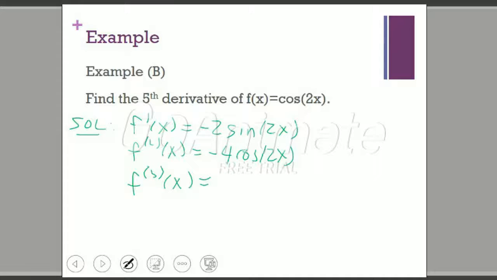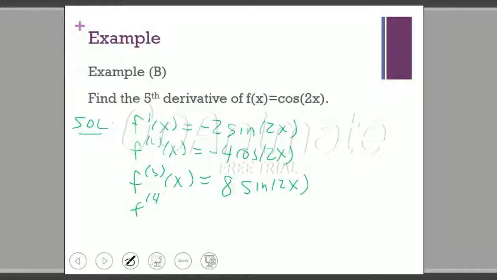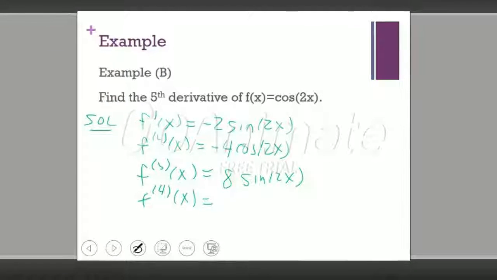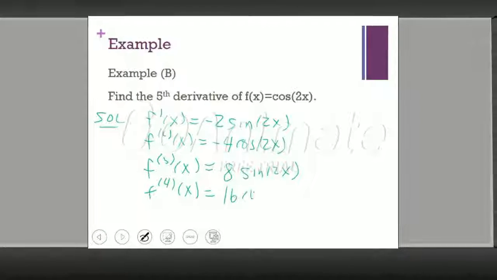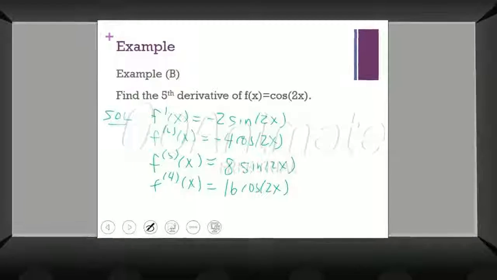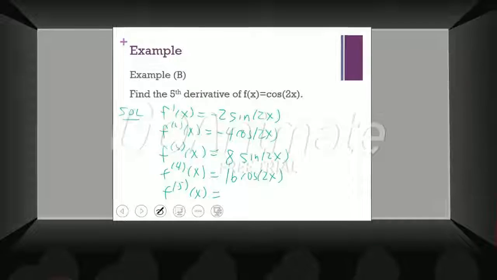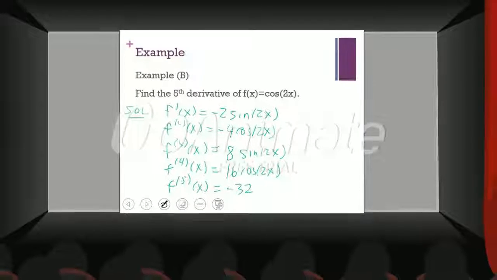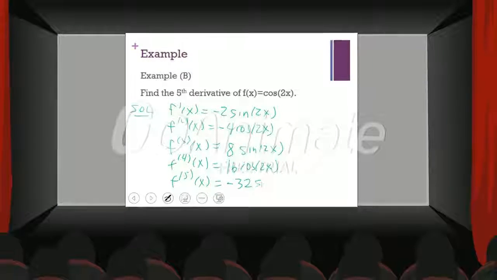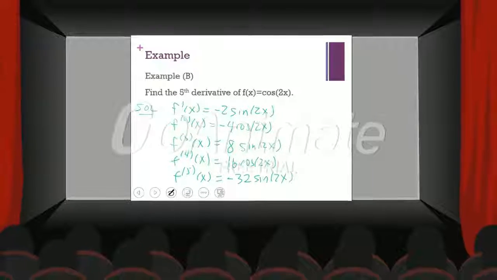The third derivative. So derivative of cos is minus sine, and then you take 2 out, so it's 8 sine 2x. Fourth derivative, 16 cos 2x. And then the fifth derivative finally, just minus 32, because the derivative of cosine is minus sine, so it's minus 32 sine 2x. And that's it.